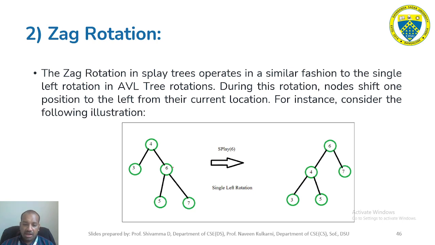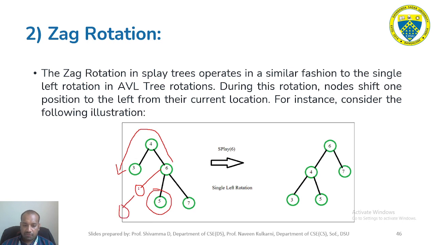So splay of 6. What will happen? It should move like this. All the remaining nodes should move like this. So it is once again a rotation. Okay, it is a left rotation once again. If you move this, you will see this particular node is attached to the node 6. The node 6 should become a root node.